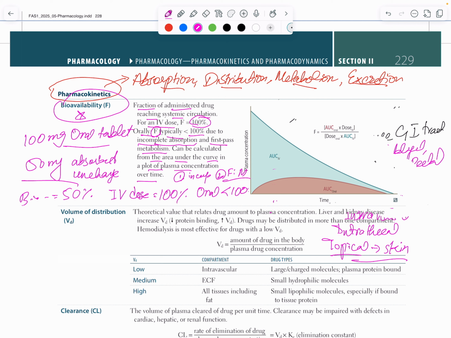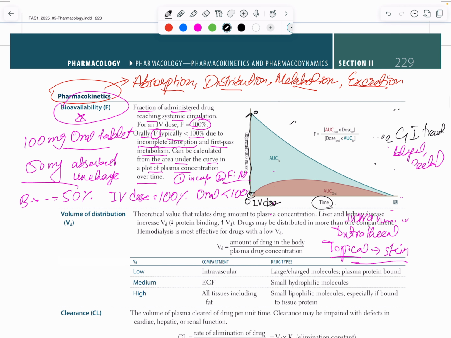Let me elaborate on that graph. Suppose this is the zero point, and you are given the IV dose here. As you inject the dose, it will give a peak here, okay? And the x-axis is for time. With gradual passage of time, the dose will decrease. But for the oral route, for example, at 1 o'clock you take 1 tablet. As it is given to the digestive system and GI tract, it is slowly absorbed into your body, gives a peak point here, and then it will be excreted.